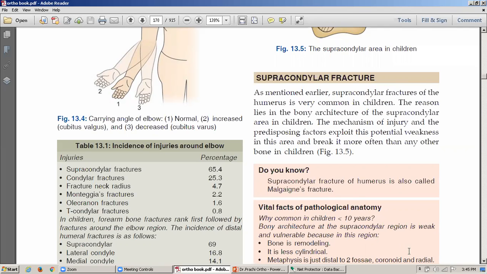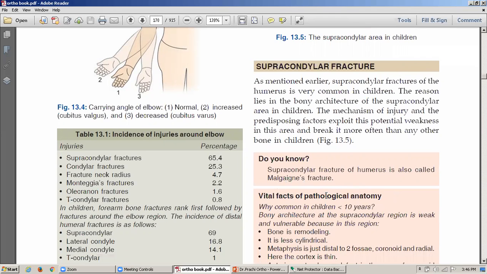The supracondylar fracture, as mentioned earlier, supracondylar fracture of the humerus is very common in children. The reason lies in the bony architecture of the supracondylar area in children. The mechanism of injury and the predisposing factors exploit this potential weakness in this area and break it more often than any other bone in children. The supracondylar fracture of the humerus is also called the Malgaigne fracture.